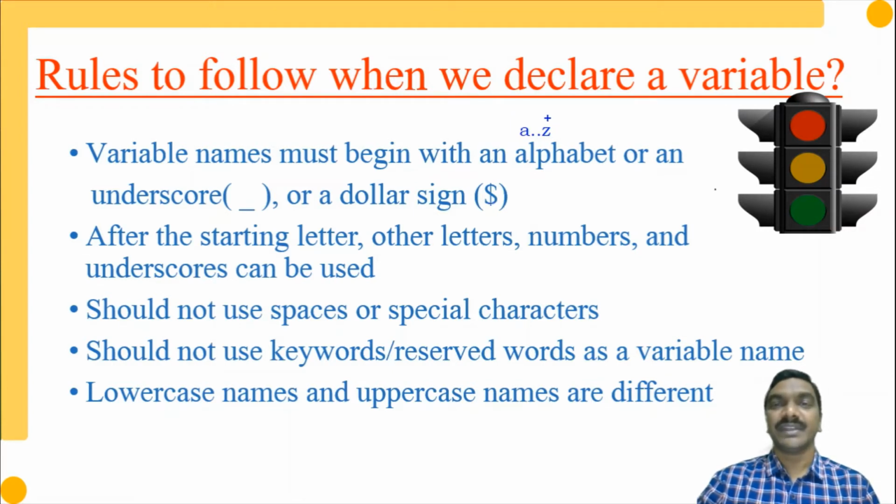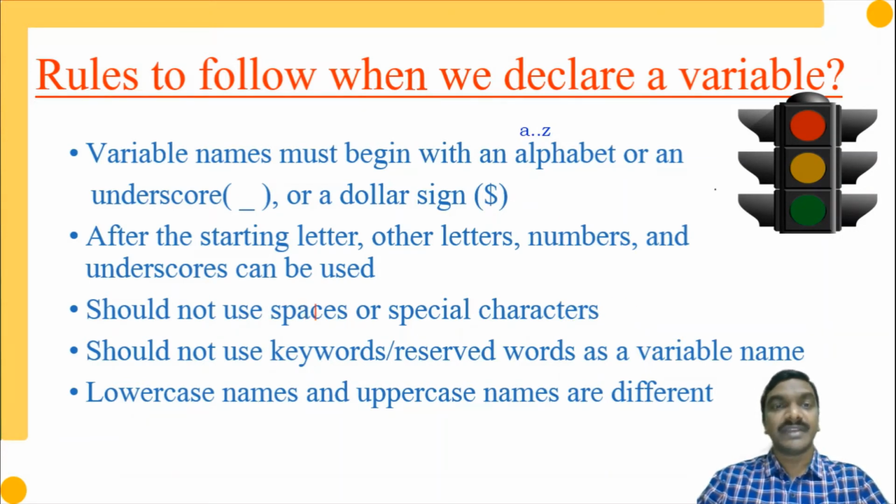One is you can give any a to z, any alphabet, then you can use underscore or dollar sign. After the starting letter, what is the starting letter? It can be an underscore or dollar sign or any alphabet. After the starting letter, you can give letters and numbers and underscores. Then we should not use spaces or special characters. Yes, this is very important here to remember.